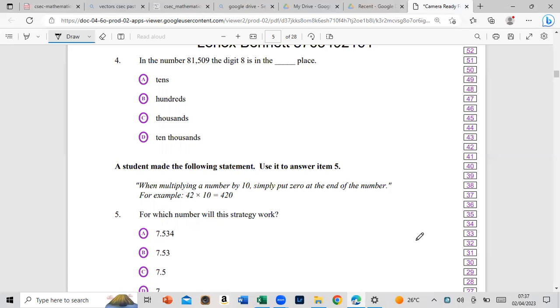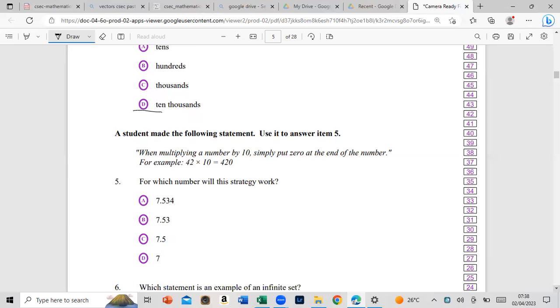Alright. In the number 81,509, the digit 8 is in the, so we're going to look at this. So that would be 10,000. So again, more number theory. Let's move on to number 5.